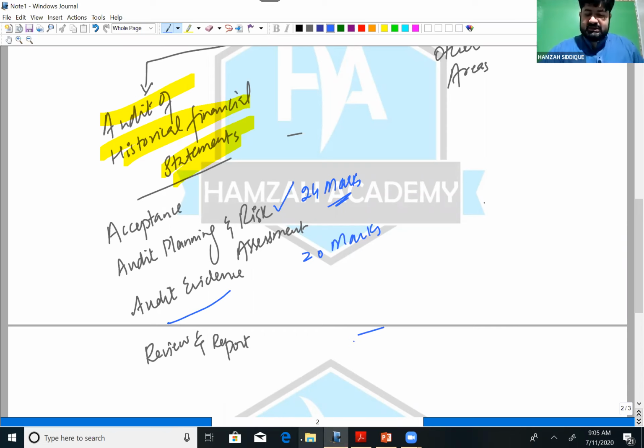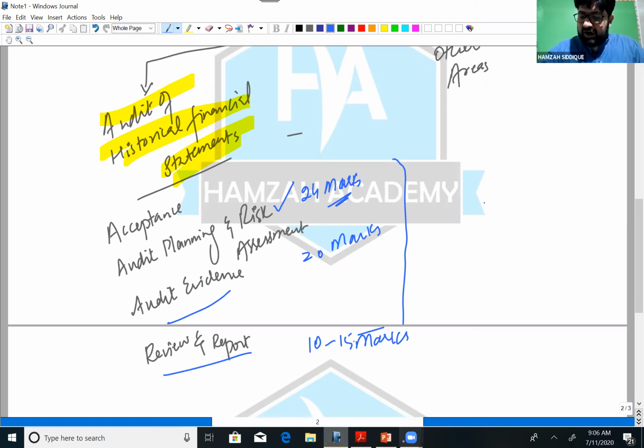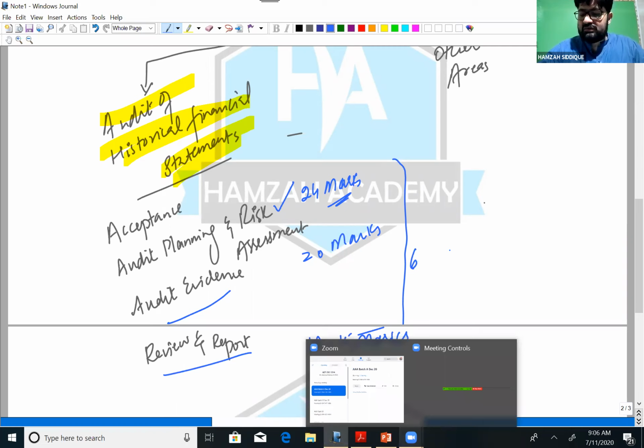Now, the next is review and report. On average 10 marks, but up to 15 marks. It is tested in every paper. So you can see here around a 60 marks paper is in front of you. But if you see the past exam papers, you will find these areas carry 60 to 70 marks in each paper.